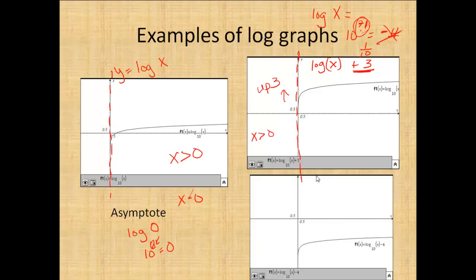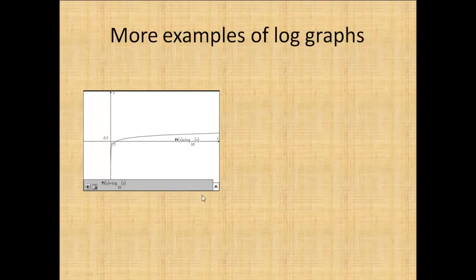Okay, this other one. This is a graph of the log of x and then minus 4. And if you look at what happened to our graph, it was shifted down 4. Again, our number was not attached to our x, so it's our vertical shift. And since it was minus 4, it went down 4 units. Okay, here's some more examples.